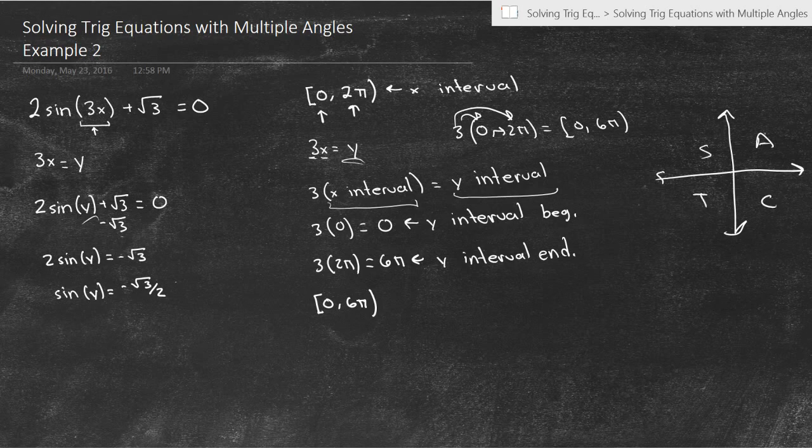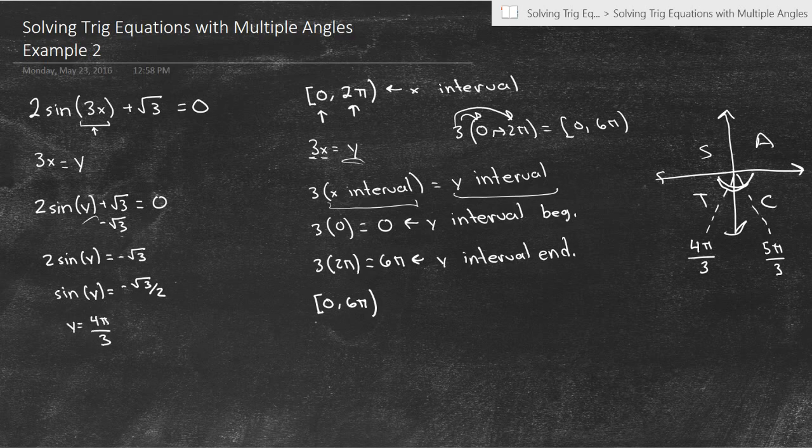My mnemonic device is All Students Take Calculus. Everything's positive here, or All. Then Students is S, so sine is positive, then tangent's positive, and then cosine's positive. So if my sine is negative, I've got to be working with these two quadrants. We're at negative root 3 over 2, so that's going to be these angles closer to the middle, that one and that one. Let's think about where that is. This is 3 pi over 3, that's going to be 4 pi over 3, then going up another pi over 3, we're at 5 pi over 3. Okay, so we've got y equals 4 pi over 3.